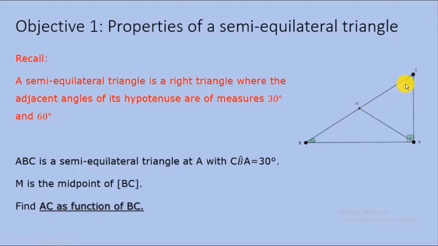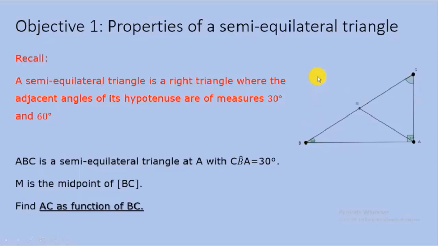So here we have ABC is a semi-equilateral triangle, angle B is equal to 30, angle A is equal to 90, then of course angle C is equal to 60 degrees. We have also M is the midpoint of BC. Find AC as function of BC. We have to find the length of AC as function of BC.